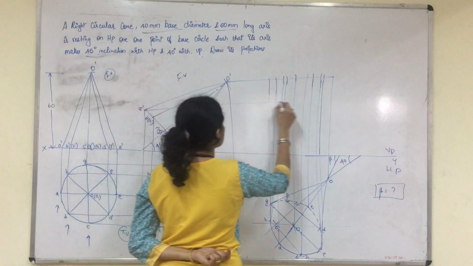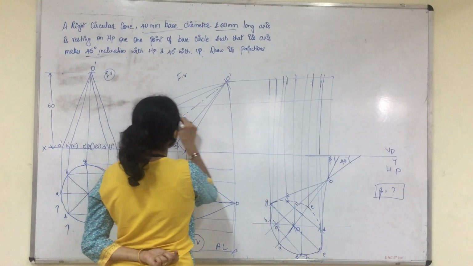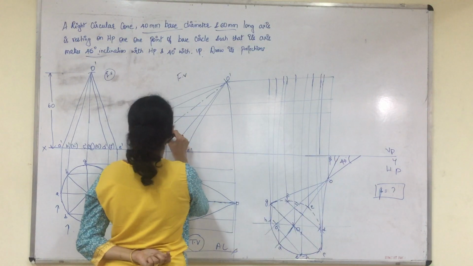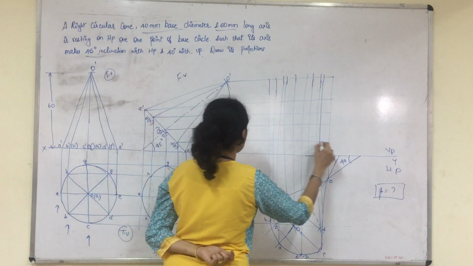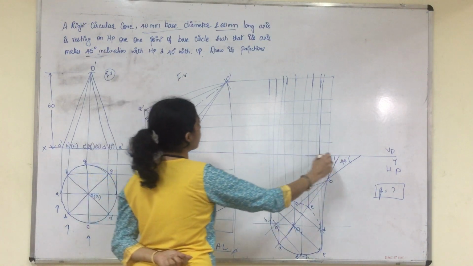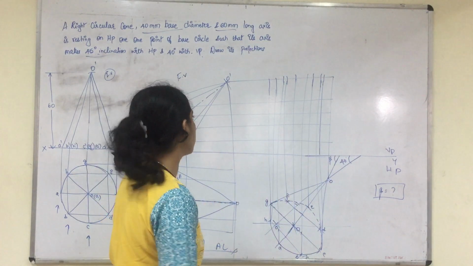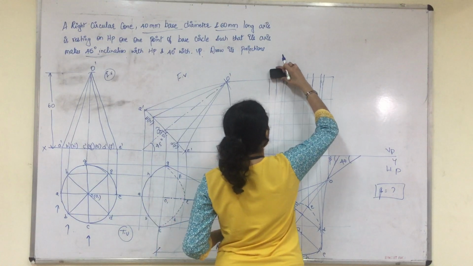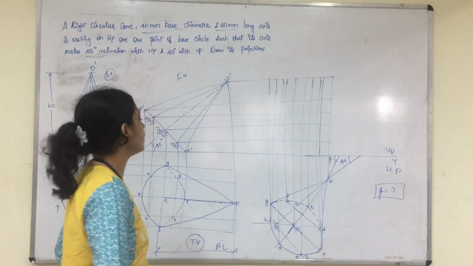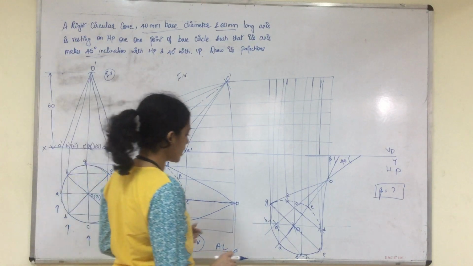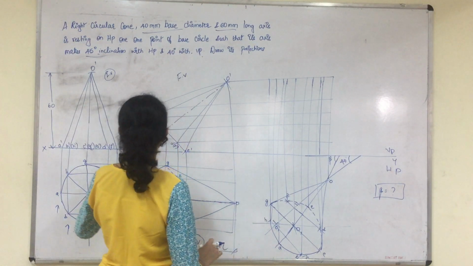O dash, from A dash, from B dash and H dash, from C dash and G dash, from D dash and F dash. E dash is along the XY line already. So after this, you kindly erase the extra projection lines so that they will not give any confusion to you all. So after that, start reading the locus.